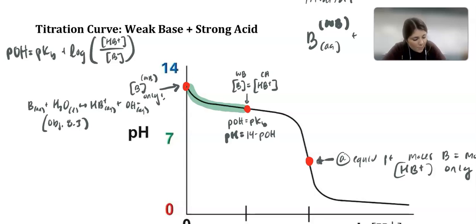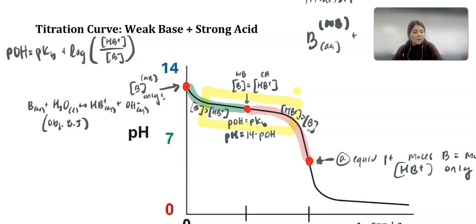All right, so let's talk about first point to second point. Here, you're going to have more weak base than conjugate acid. And then, after equivalence point, we will have more conjugate acid than weak base. Again, kind of following the trend from the previous one. And here, I'm kind of skipping around.